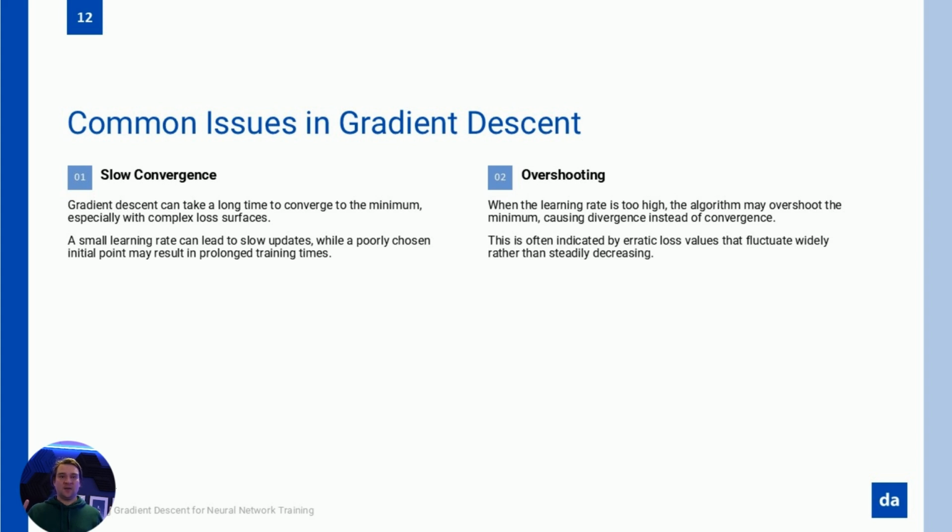Overshooting, on the other hand, might result in predictions that jump between classes, like mislabeling a 7 as a 1, because the model hasn't settled into a stable loss.